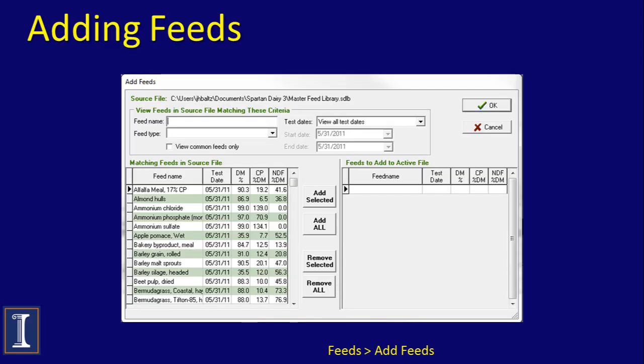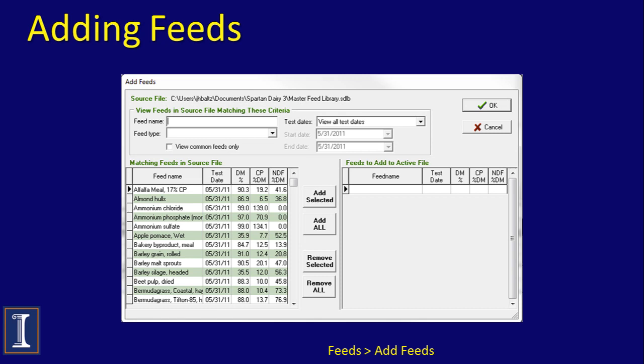We've now opened the feed library, and you can see we're starting out alphabetically with alfalfa meal at 17% protein, and you can see they're alphabetically arranged. So you will either cursor down or you can slide the bar down and pick off the feeds that you want.